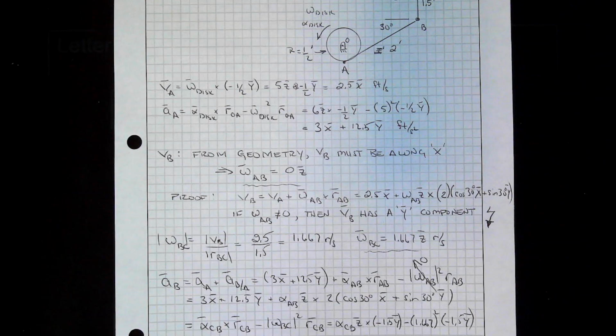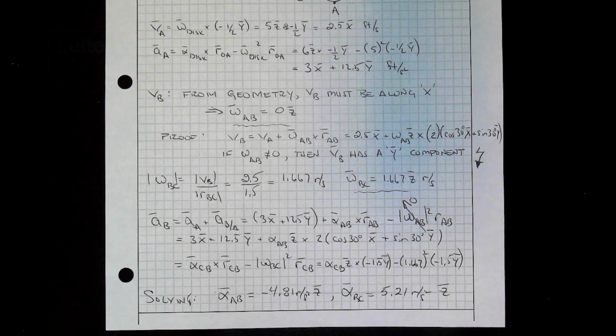We can compute the acceleration of A at the same time. Again, we'll ignore the acceleration of O because it's 0. So it's alpha of the disk cross r from O to A, minus omega squared r from O to A. We know all of that information, so we'll just stick it in. Alpha was 6, 1/2 down, minus omega, which was 5, squared, and then 1/2 down again. Doing the cross products, we get 3x plus 12.5y feet per second squared. So that's all very easy information. Now we're going to go from this point to that point.